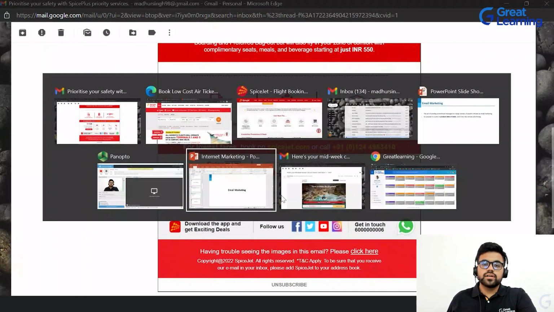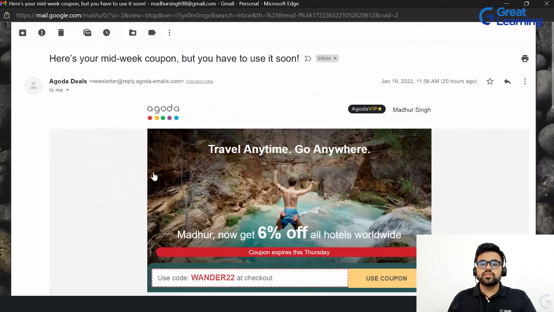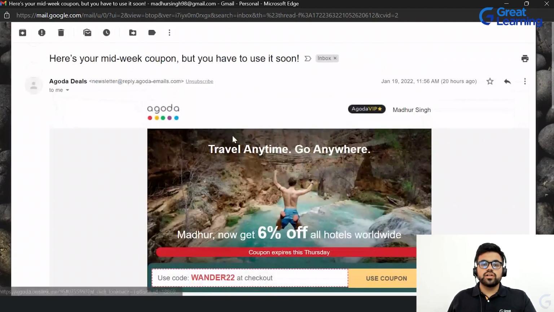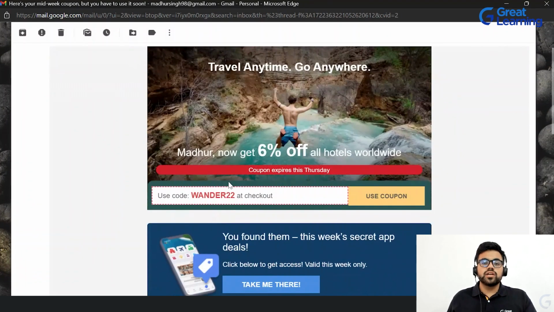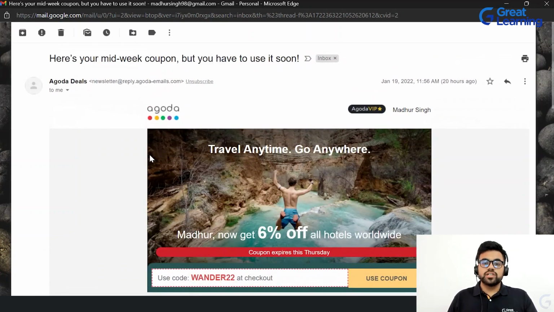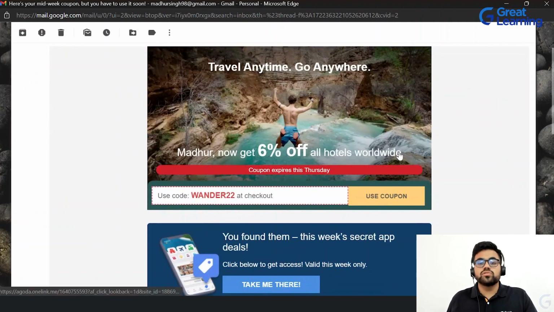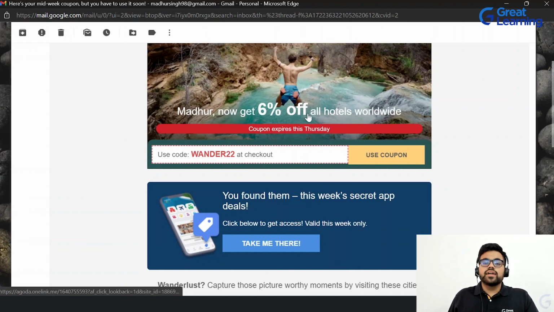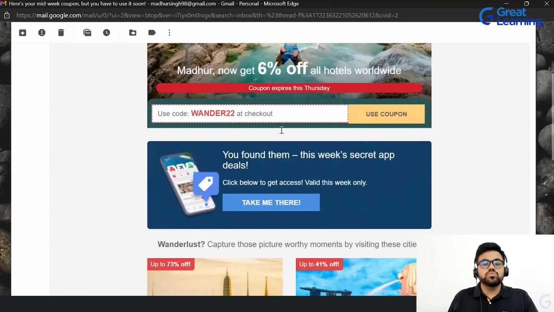Let's look at another ad. This is from Agoda, a travel booking site. It also tells me about the same thing, that Madhur. This particular thing makes it more emotionally attached to the customer. It refers to me by my name, which makes me think that this travel agency is focusing its attention towards me. It's making me feel special. Madhur, now get 6% off on all hotels worldwide. This is their headline. It also tells me that with this coupon, Vander22, I can avail this 6% off on all holidays worldwide.